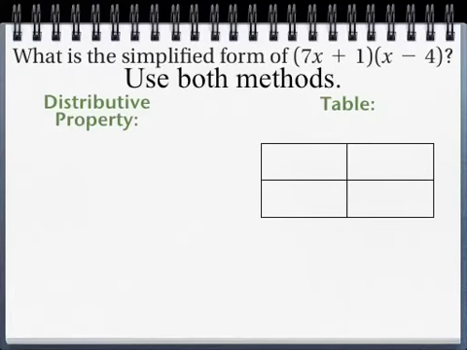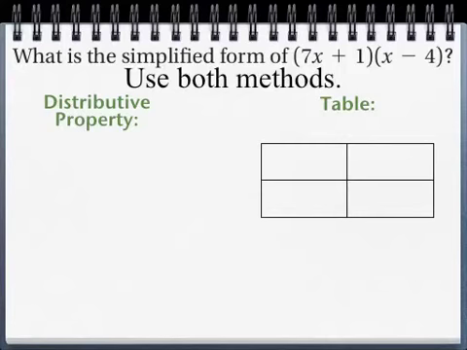This next example says, what is the simplified form of 7x plus 1 times x minus 4? And I'm going to go ahead and ask you to use both methods. If you wanted to pause this video right now, I've done an example of the distributive property, I've done an example of the table method, and so if you think you might have a grasp on those, go ahead and pause this video and try them on your own and then see how you've done. You can continue to play it after you've tried to complete them and see if you got them right or where your mistake might have been.